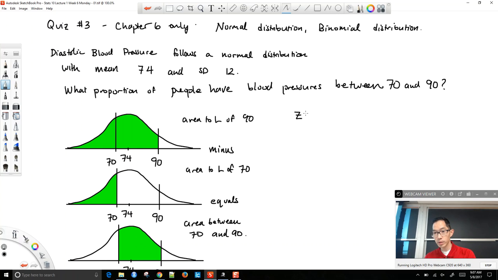So we would do z is equal to 90 minus the mean of 74 divided by the standard deviation of 12. I get a z-score of 1.33. I look this up in my table, I find the area to the left of 1.33 is 0.9082.